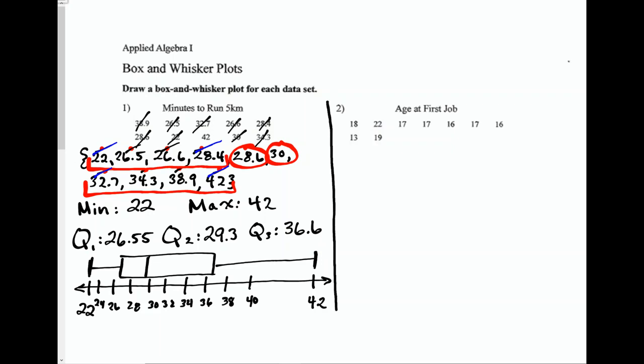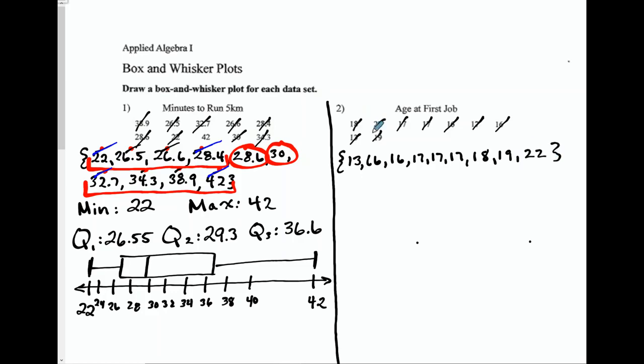Okay. Looking at number 2. I'm going to put my data in order from least to greatest. So I have 13. Then I believe my next highest is I have two 16s. So 16, 16. Then I have three 17s. 1, 2, 3. And then I have an 18 and a 19 and a 22. So there's all my data in order from least to greatest.